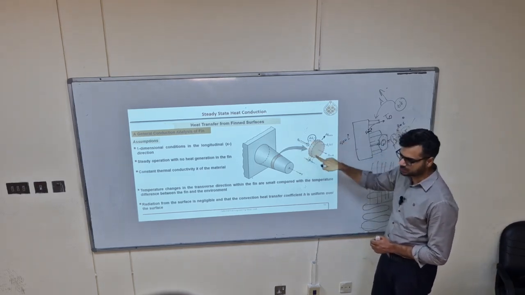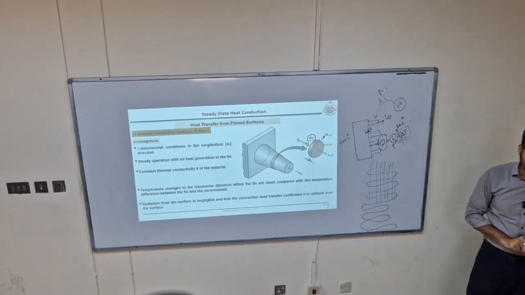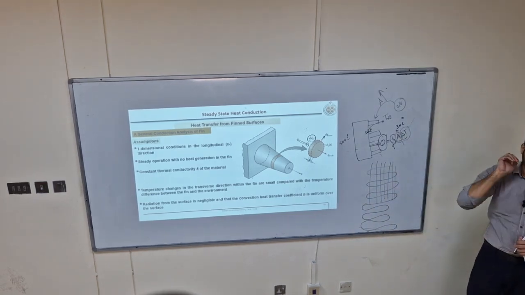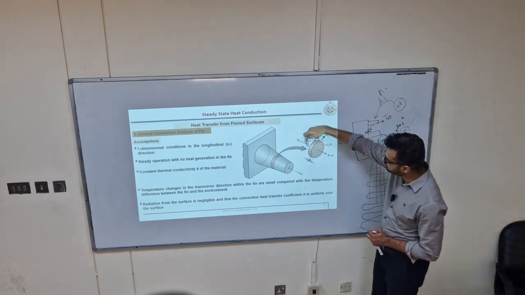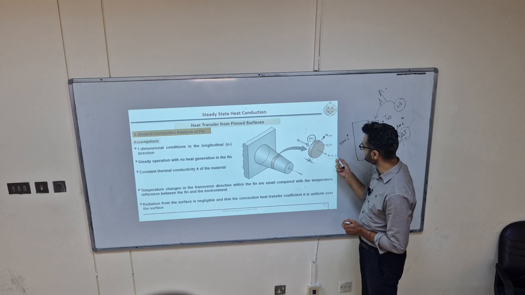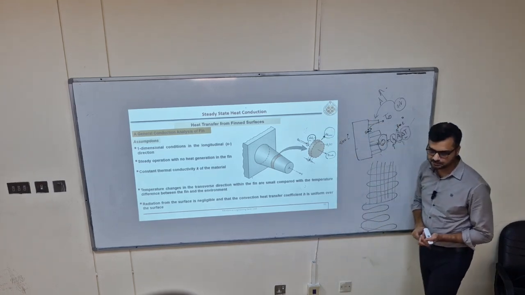For conduction heat transfer, which area? Cross-sectional area. So one is cross-sectional area for conduction, surface area for convection. So that is the heat entering. What is the heat leaving? Qx plus dx, and convection. Radiation we are neglecting.